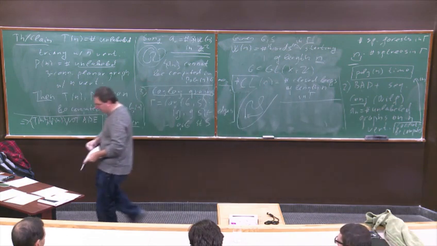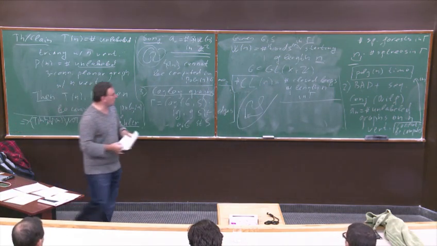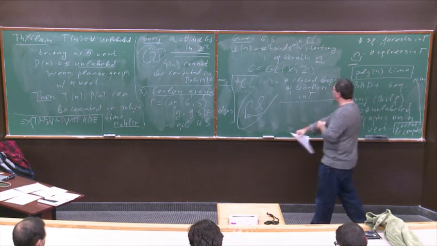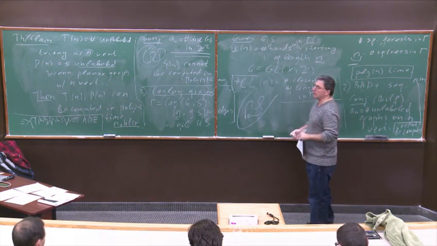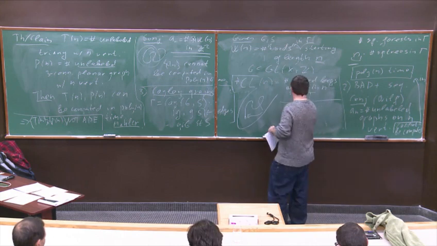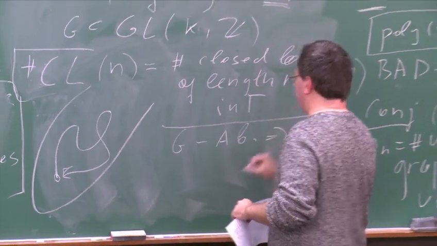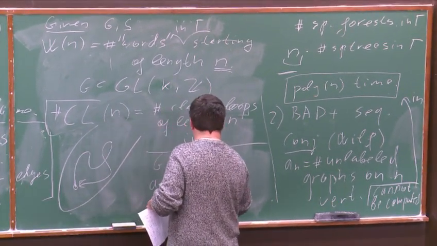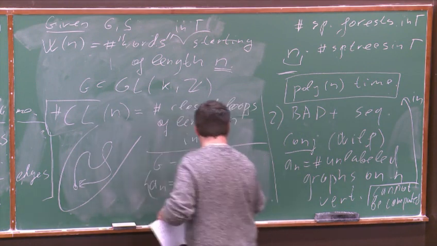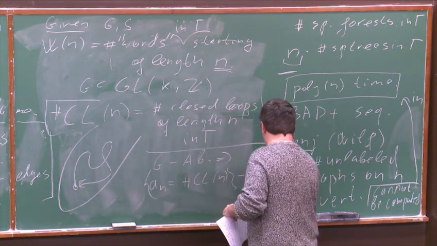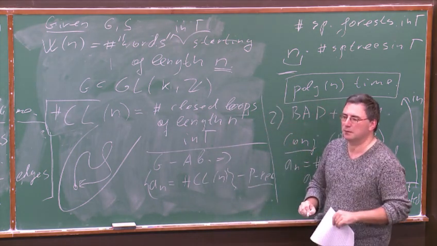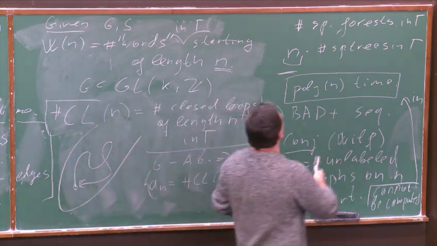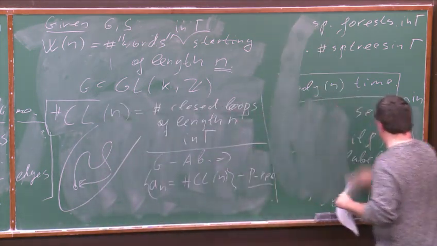And now we have results. Now we can talk about all kinds of groups and all kinds of results. So, for example, if your group is abelian, then this actually is defined. So G is abelian, then the sequence a_n, which is defined as the number of closed loops of length n, is P-recursive. Okay? Since you all know how that goes, I'm not going to talk about that. And instead, I'm going to talk about other groups.